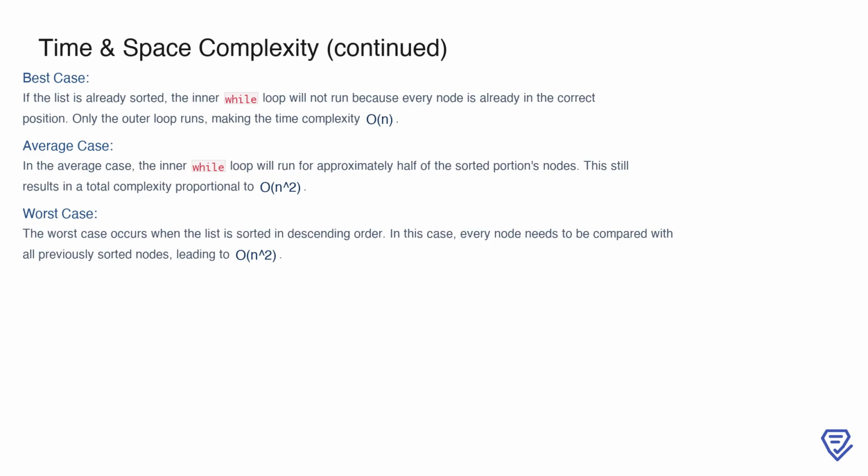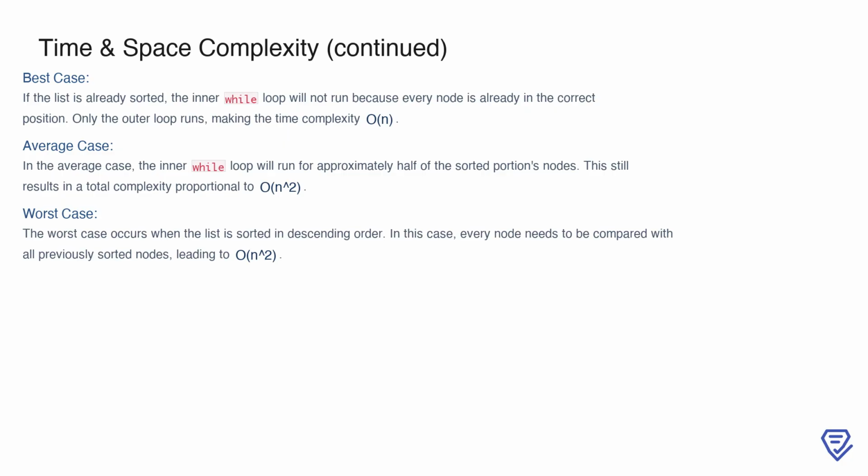In the best case, the list is already sorted, so the inner while loop doesn't run at all. The outer loop simply traverses the list once, resulting in a time complexity of O(n). For the average case, the inner loop will typically traverse about half of the sorted portion's nodes on each insertion. While this reduces the number of comparisons slightly, the overall behavior is still dominated by the quadratic growth of the total iterations, making the average case time complexity O(n²).